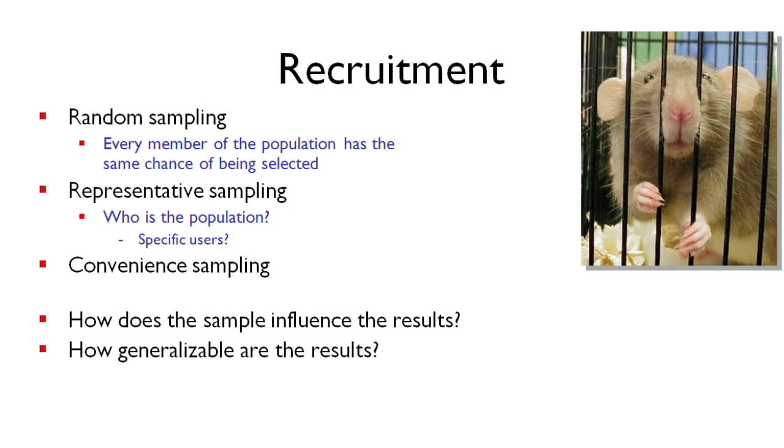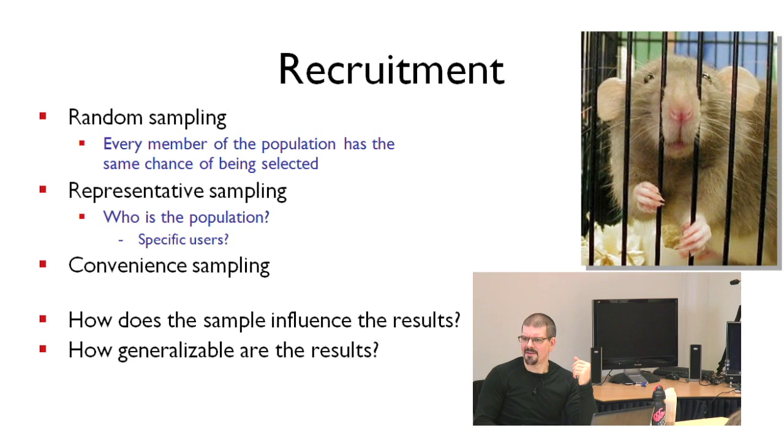There's different ways of sampling or getting your participants. So one way would be what's called random sampling. The random, in a sense, that every member of the population has the same chance of being selected, which is basically what you should strive for. Sometimes rather difficult, I guess, but it depends on who the population is. It's not always that the general public is your population.